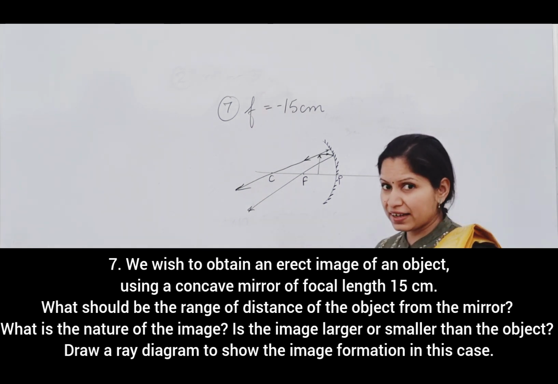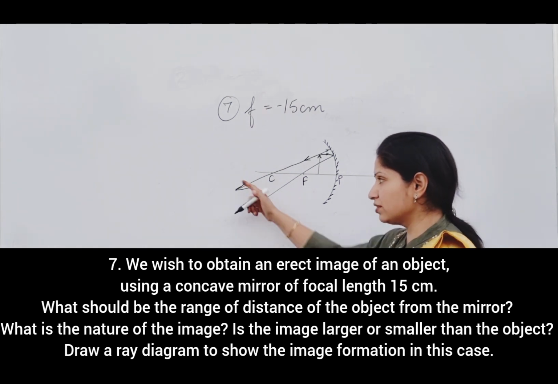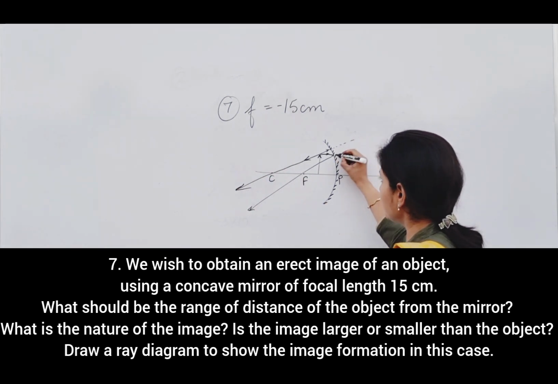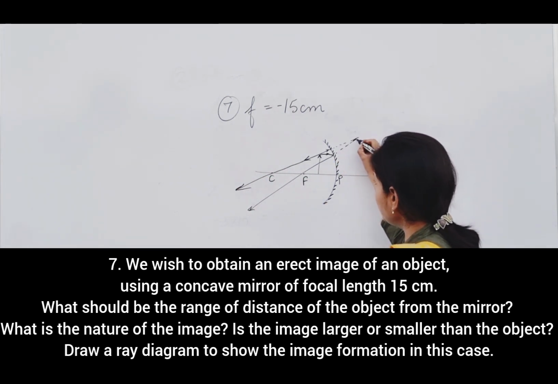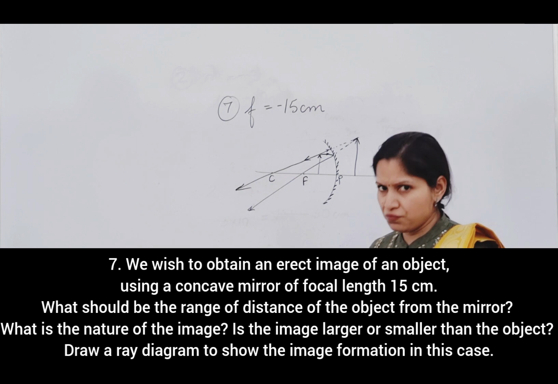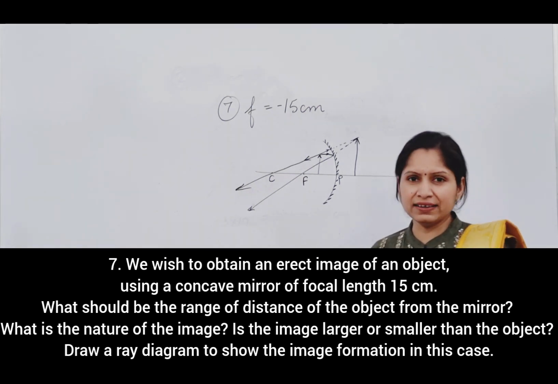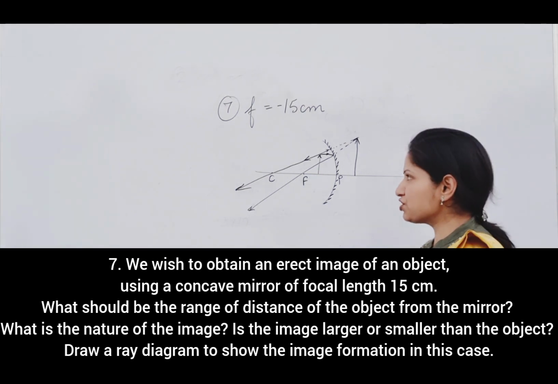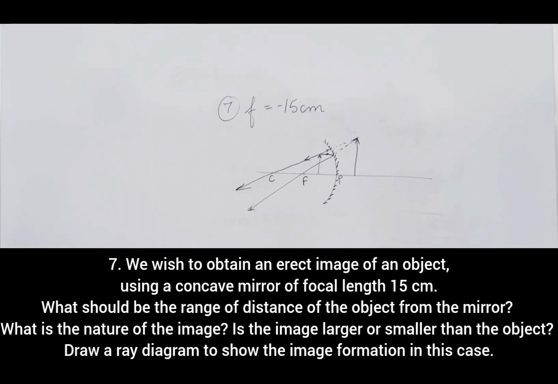These two are diverging light rays, so they are not going to intersect each other on the left side anywhere. But if we extend them in the backward direction on the right side, we find that they intersect each other. The point of intersection of these light rays shows the point where the image will be formed. So the image will be formed behind the mirror, and it's going to be a virtual, erect and enlarged image. I'll just shift to the side so that you can take a screenshot if you want.